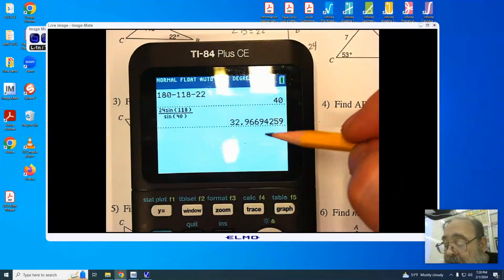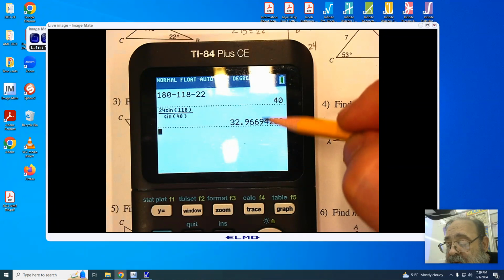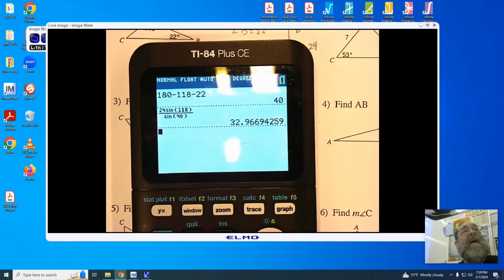Now you'll notice I am doing what is called truncating. Truncating means that I'm cutting the angle off at the 4th decimal place and dropping everything after it. This is not rounding. This is called truncating. And I will be truncating all of my values.